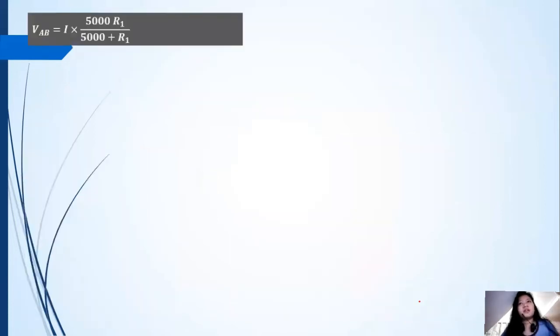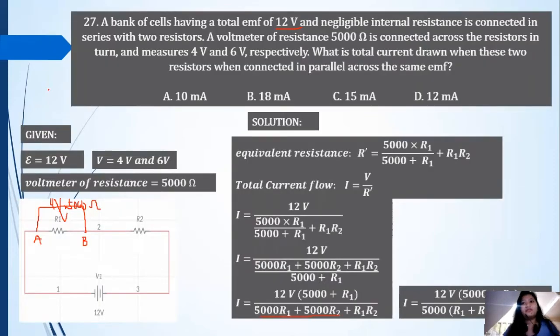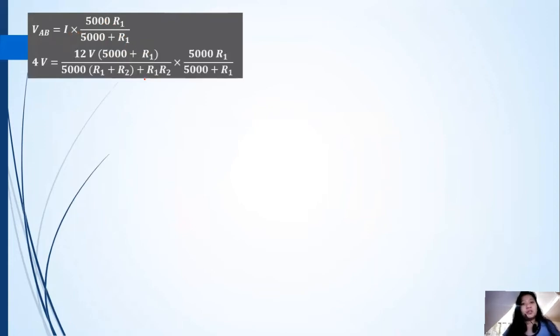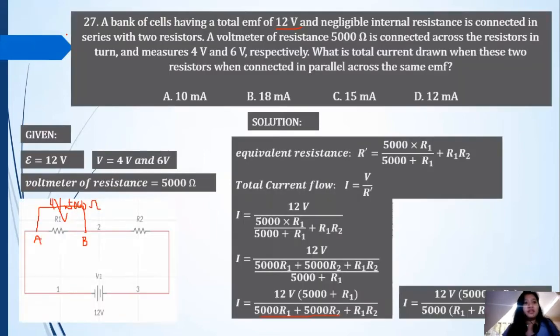Next is VAB. This VAB is from this illustration. Since here is AB, we will get the VAB through this formula, I times 5,000 R1 over 5,000 plus R1. And then substitute. Since we already have the value for our VAB, which is 4 volts, and it is equal to the I, which is from the previous slide, we have here this one.